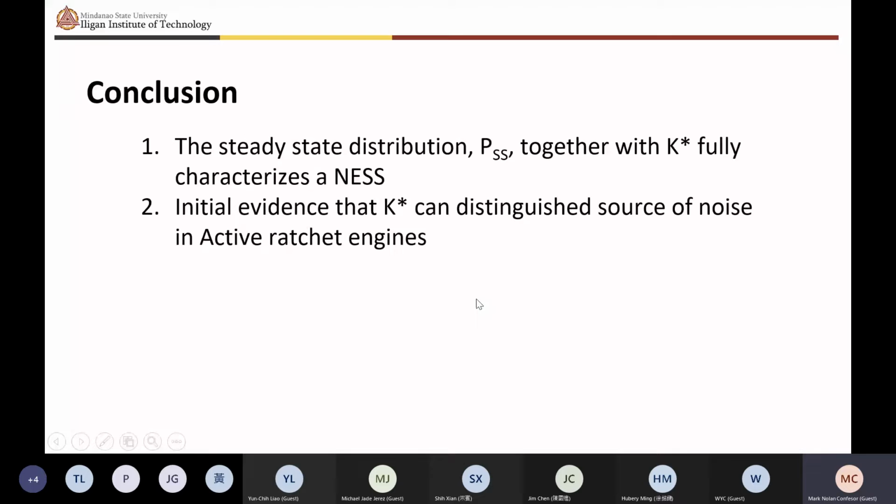Okay, so allow me to conclude. We have shown in the experiments, especially in the optical trap, that the steady state distribution on its own is not enough to fully characterize a non-equilibrium steady state. So the PSS has to be partnered with K star. Only then can you have a full characterization of an NESS. And based on our initial results with ratchet gears, we were able to show that K star can actually be used to distinguish the source of noise in active ratchet gears.